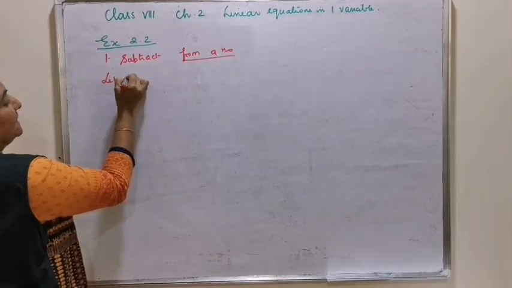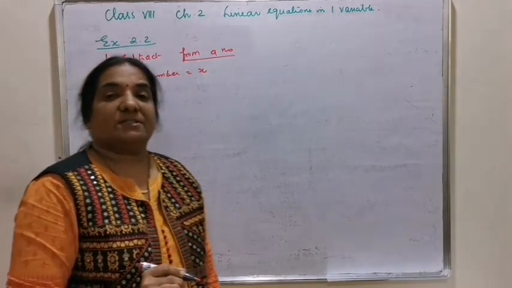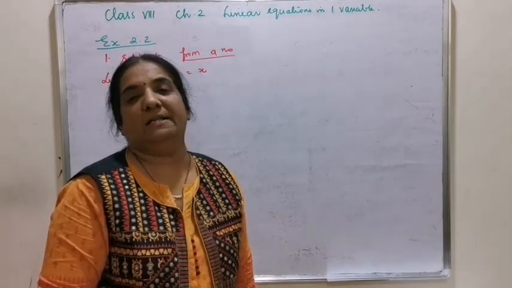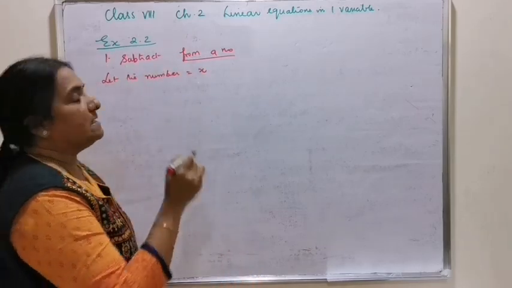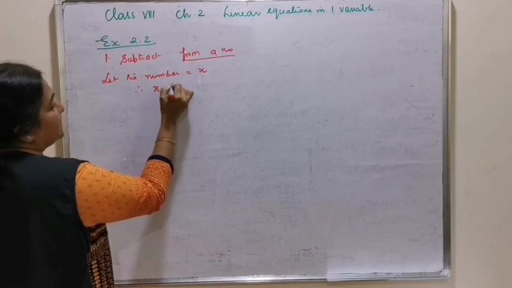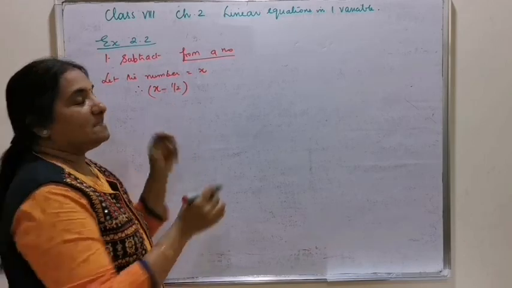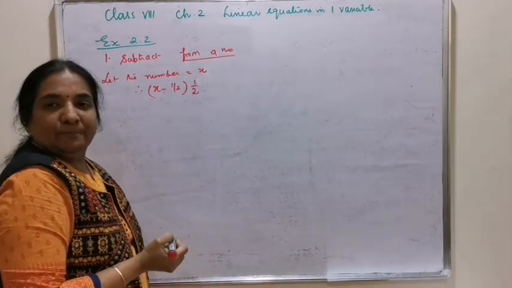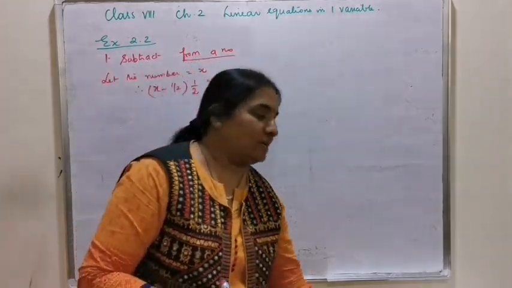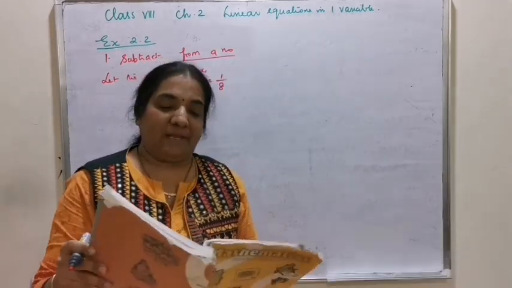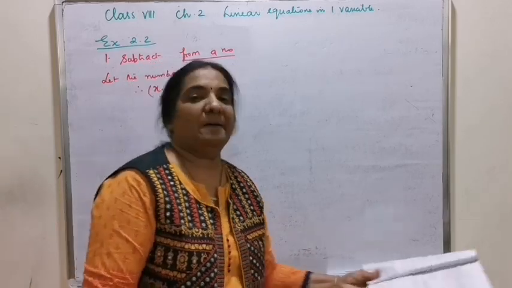So, let the number be x. They are asking you to subtract half from a number. The number you have taken is x. From x means x minus half. Therefore, x minus half, and if this result is multiplied by half, the result is 1 by 8. This is the meaning of the question.